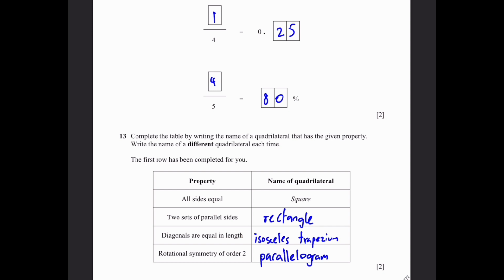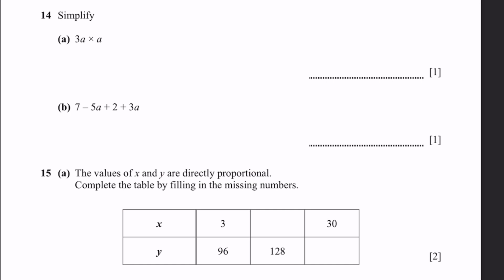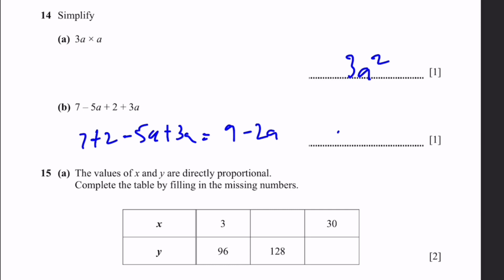That's why. Question 14. Simplify A. 3a into a. That's simply 3a squared. B. 7 minus 5a plus 2 plus 3a. That's equal to 7 plus 2 minus 5a plus 3a. That's equal to 9 minus 2a. That's the answer.